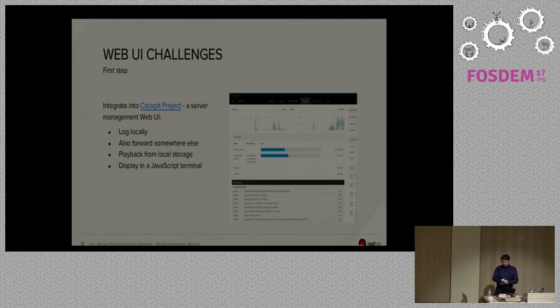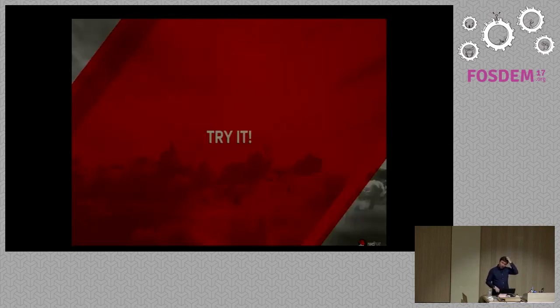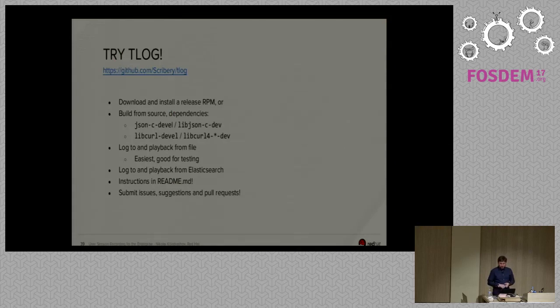So it's easy to try both tlog and OSHape. You can download release RPMs, which are very fresh. I just did them 2 days ago. Or you can build it yourself. The list of dependencies is very short. And you can log and play back to and from a file and to Elasticsearch. The instructions for setting all of that up are in the README.